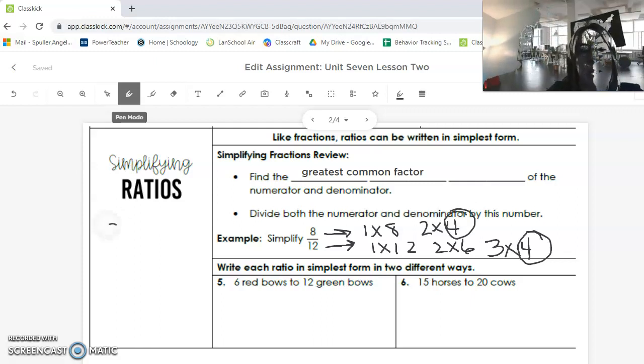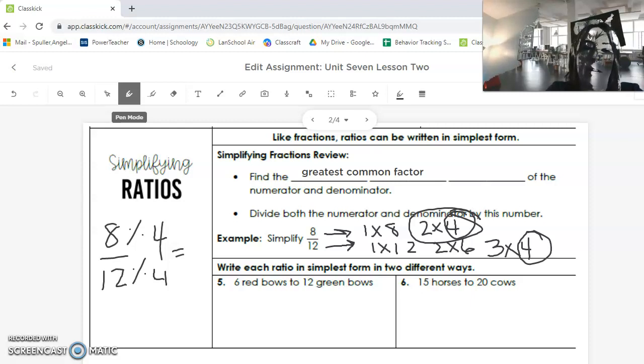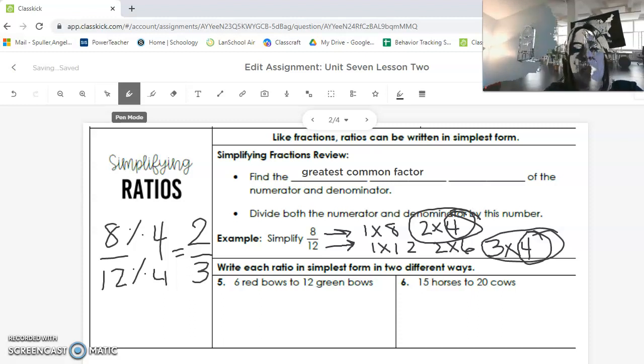So I can take 8/12, and I can divide both of these by 4. Well, if I come back here, I can say 2 times 4 is 8, so 8 divided by 4 is 2, and 3 times 4 is 12, so 12 divided by 4 is 3. Okay, let's try this here.